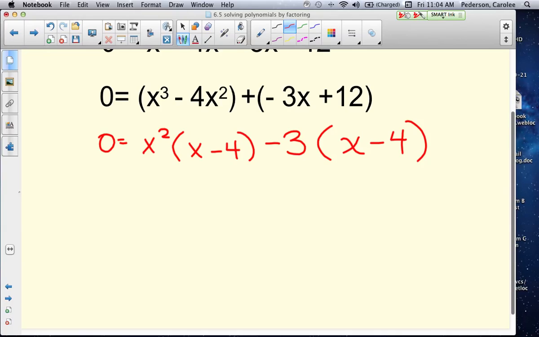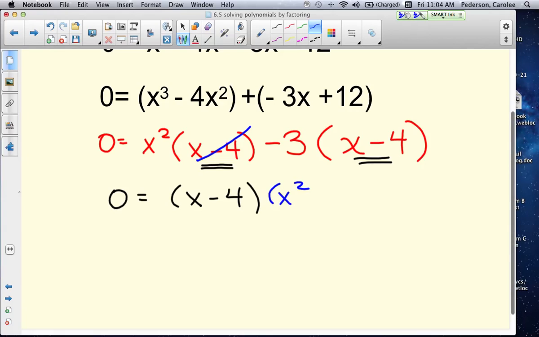What will happen every time when you do the grouping method correctly, the 2 parentheses will be the same, which they are. So that's your new GCF. So that's what's going to divide out. And then when you take out this x minus 4 here, you're left with x squared. When you take out x minus 4 here, you're left with minus 3. Now we have it factored.